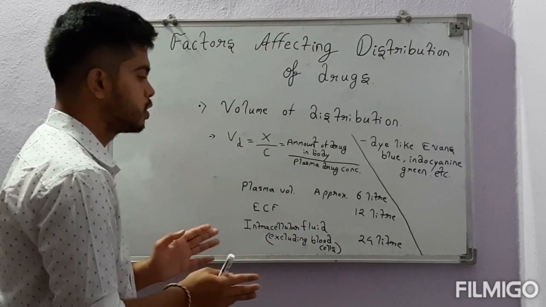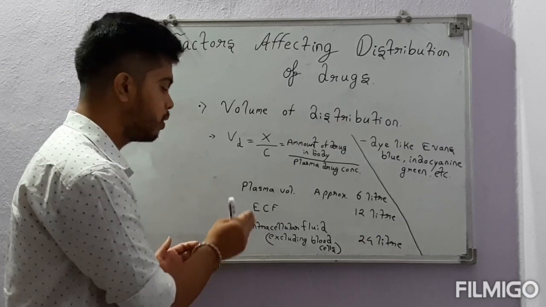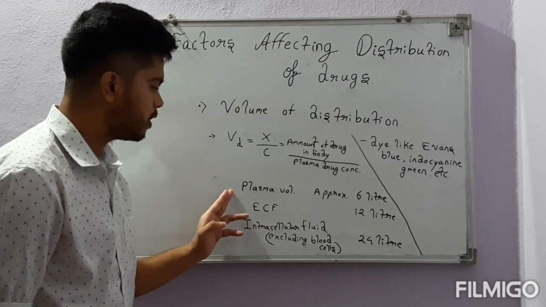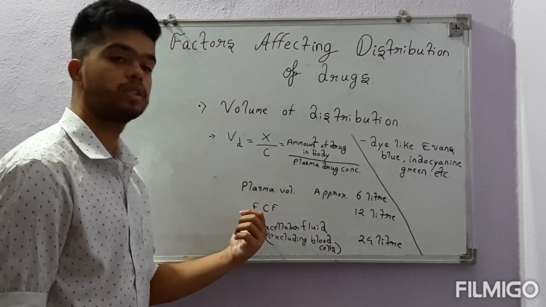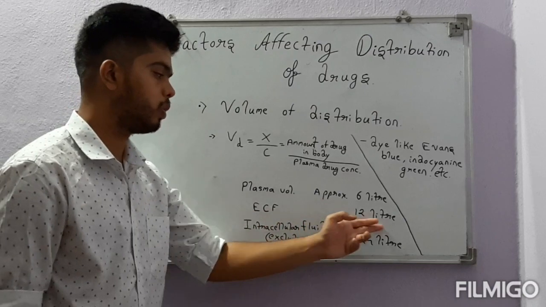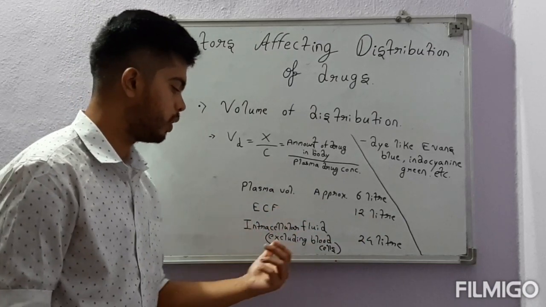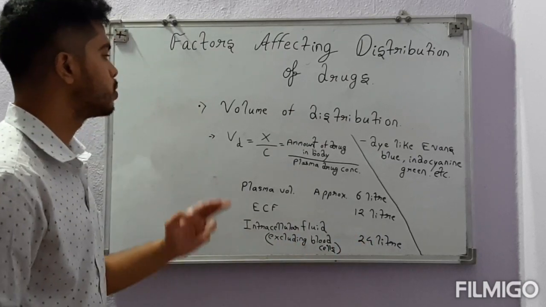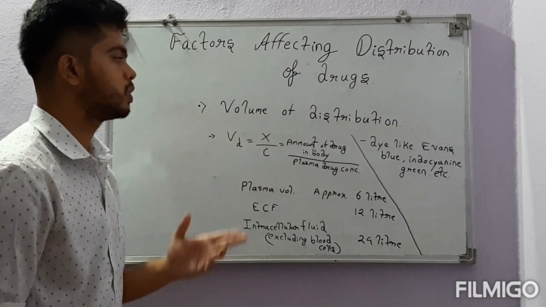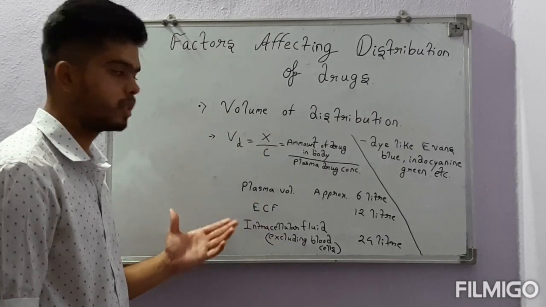Looking at the volume of distribution, we must know the actual volume of the fluid which is distributed in the whole body. We can see that the plasma volume is around 6 liters. Extracellular fluid volume is around 12 liters, excluding plasma, and intracellular fluid, excluding blood cells, is around 24 liters. Thus the volume of distribution becomes crucial while learning about the distribution of drugs.